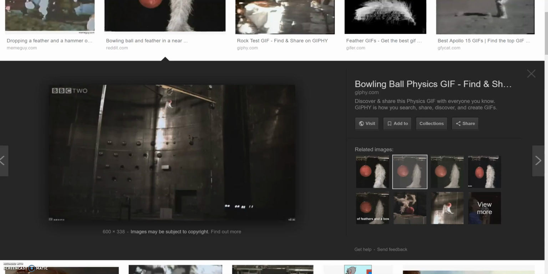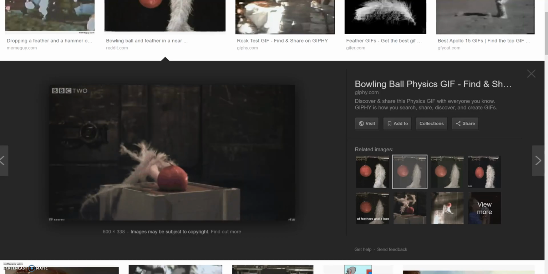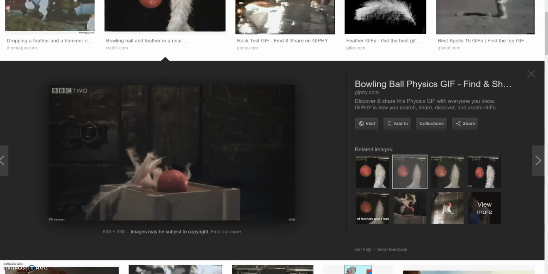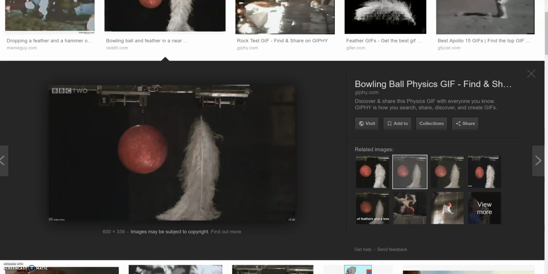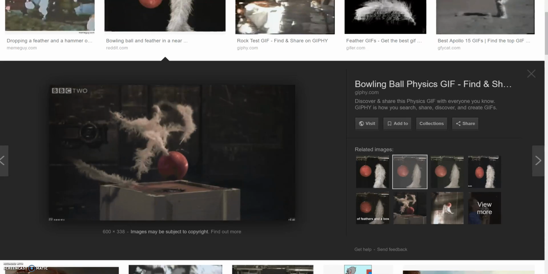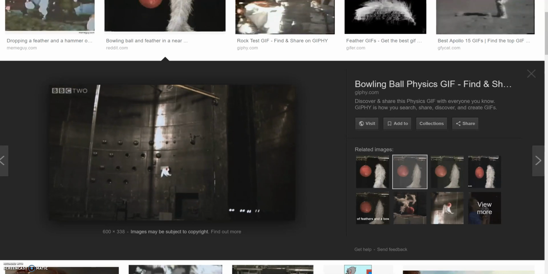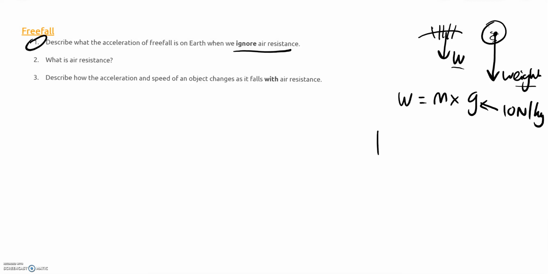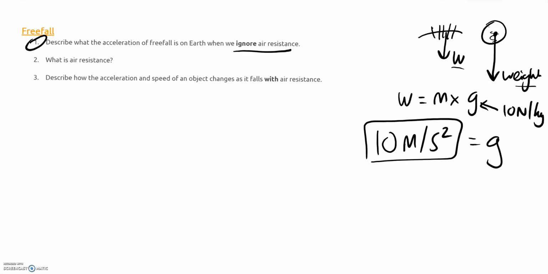Have a look at this animation here. Both of them are released, and they both hit the ground at exactly the same time. And this is when all the air is removed. So there's no air resistance, and that's an important point. When there is no air resistance, all objects, regardless of their mass, accelerate at the same rate. And that rate is 10 meters per second squared. That is their acceleration, and it's the same as, or is equal to, g.